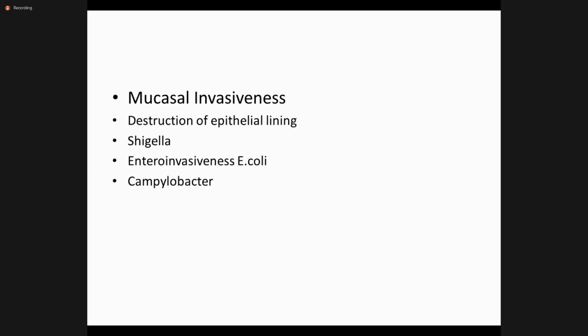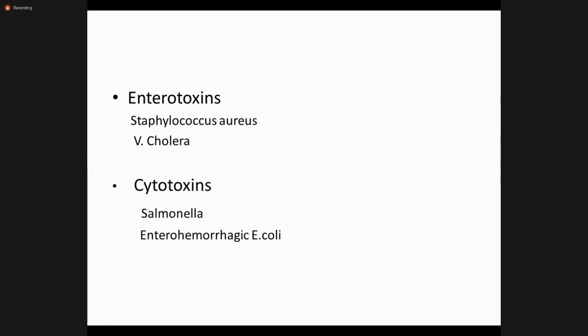Mucosal invasiveness: there is destruction of the epithelial lining, and this is more common with Shigella, which causes bloody diarrhea, enteroinvasive E. coli and Campylobacter jejuni. Enterotoxins are released by Staph aureus and Vibrio cholerae, and cytotoxins are released by Salmonella and enterohemorrhagic E. coli. Bacterial causes of watery diarrhea and dysentery.